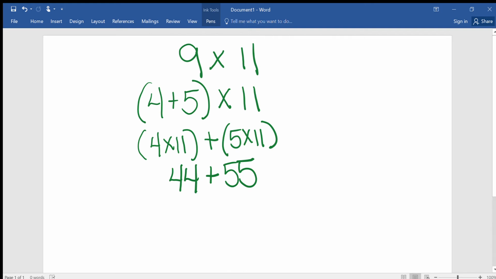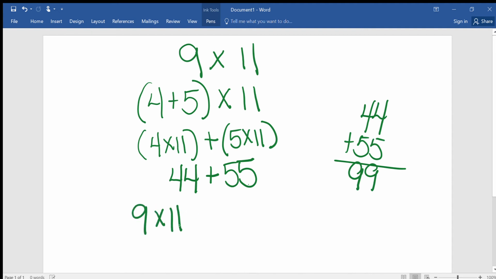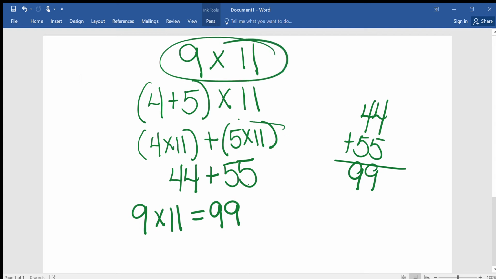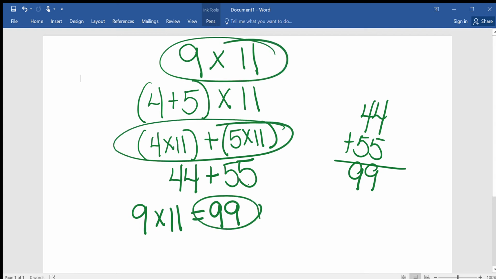44 plus 55 is not a number we can necessarily do in our heads. You might be able to if you say 40 plus 50 is 90, 4 plus 5 is 9. But if you can't do it in your head, you can always write it off to the side. And you know you have 9, 9. So this tells me that 9 times 11 equals 99. Okay, so we took this bigger problem, broke it into two smaller problems to get the answer.